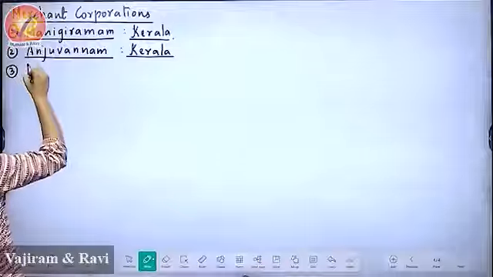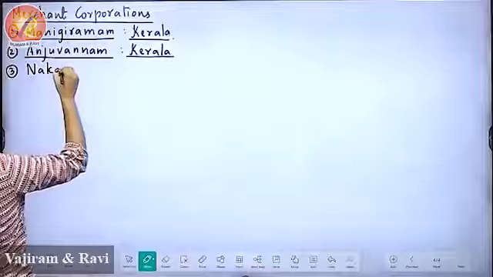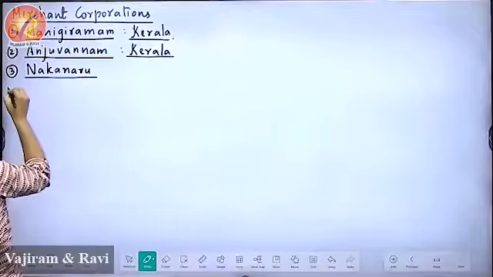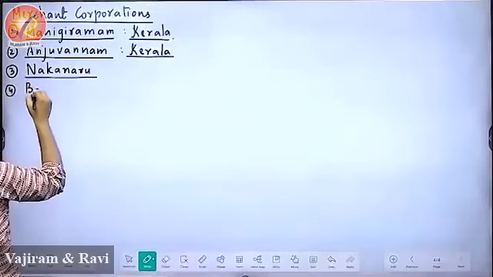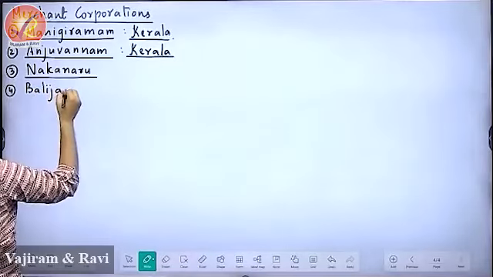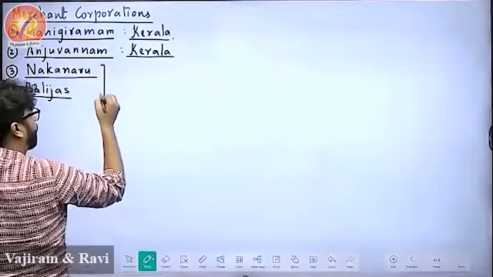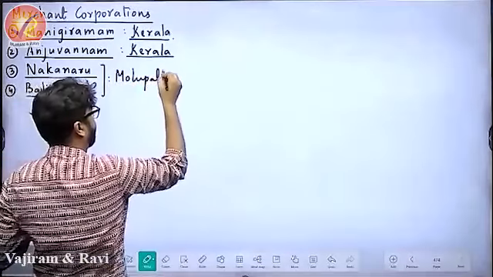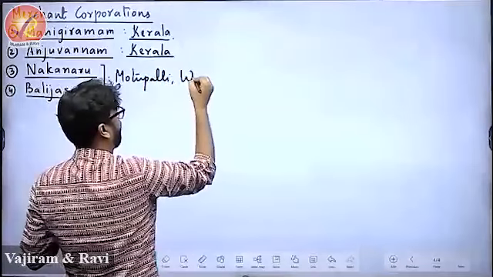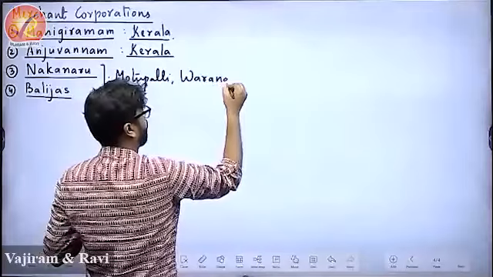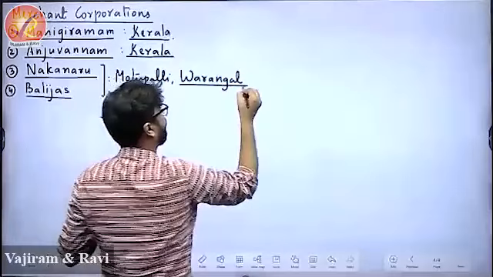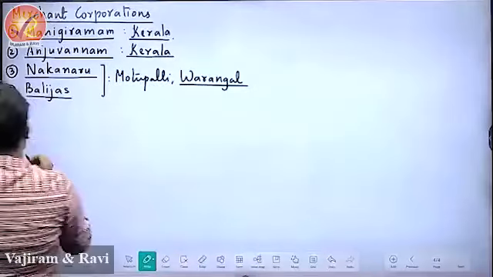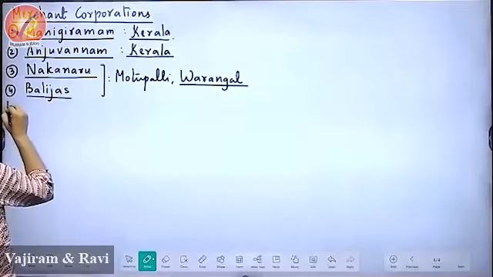Number three is Nakaranar. And number four is Balijas. These two operated from one place, Motapalli. Motapalli falls in Telangana, Warangal. We will write Warangal because that is for us history. You want to write in bracket Telangana, your wish. Number five. Put a star on number five.